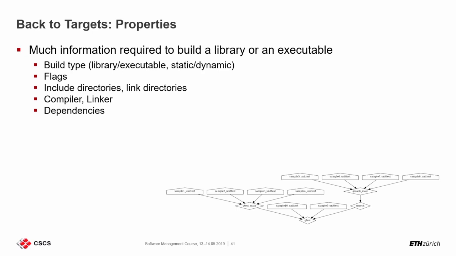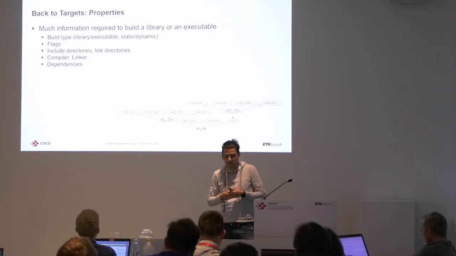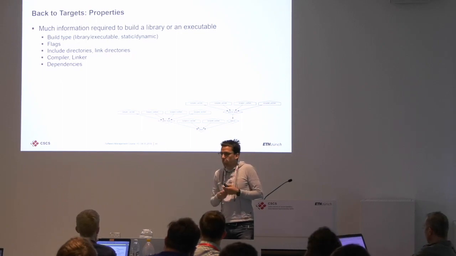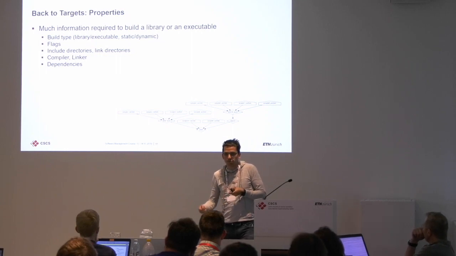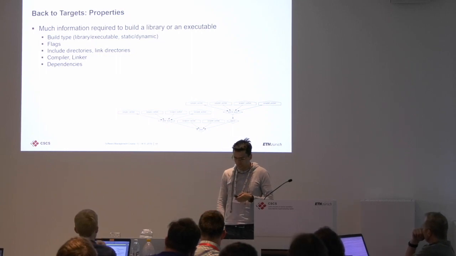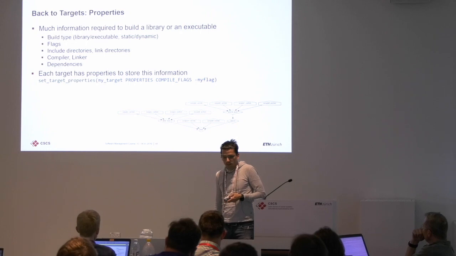We need to know the flags. We want to compile with standard 11 or whatever. We need to know the include and link directories, or also the libraries, where they are and how to link against them. We need to know which compiler we want to use, which linker we are going to use. And of course, very important also, what are the dependencies, because we need to know what needs to be compiled before what. And each target has properties.